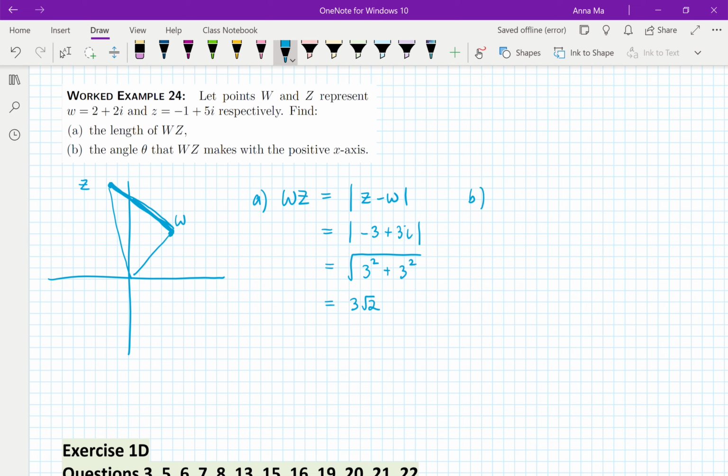Part B. To find the angle, again, we look at the argument of the difference of those two complex numbers. So that would be argument of -3 plus 3i. If you picture that, it would have to be in the second quadrant. And again, it's isosceles, so we already know it's going to be pi on 4. So the principal argument would be 3 pi on 4.